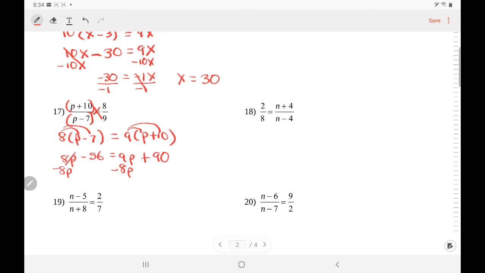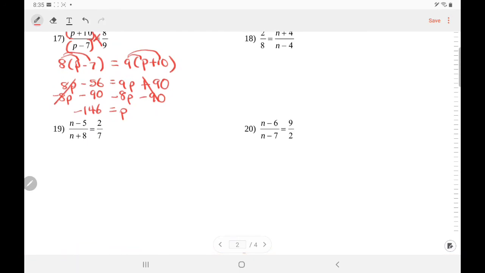So 8p is gone from over here. And since I am collecting p's on the right side, I'm going to subtract the 90 to remove it. So subtract the 90, and so 90 is gone. All that is left on the right side, 9p minus 8p is just p, or 1p. And negative 56 minus 90 got even more negative, so you would add the 56 and the 90, and it is still negative. So you've solved for p. Lastly, let's do number 19.